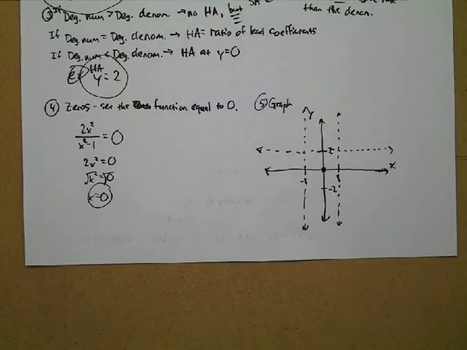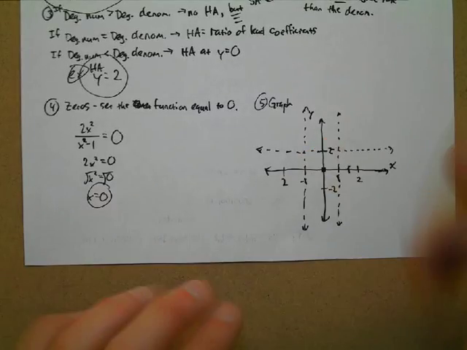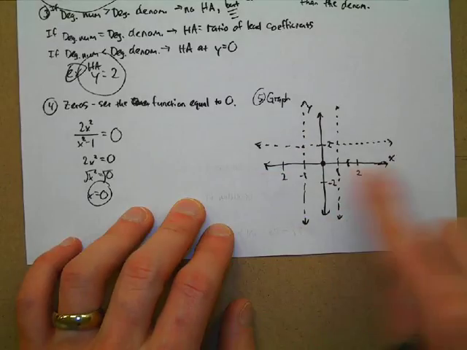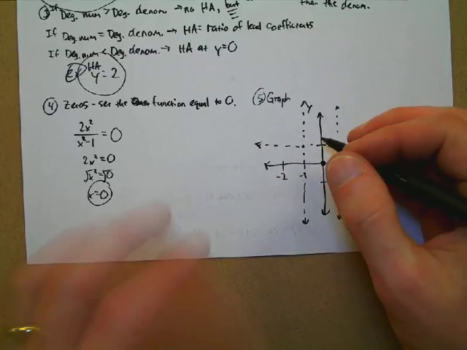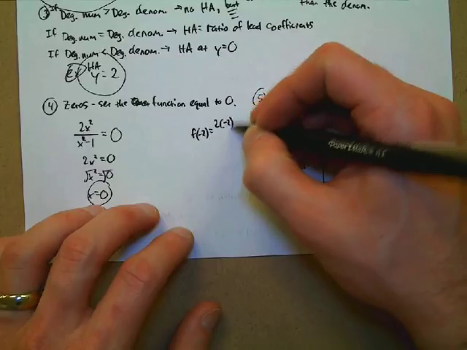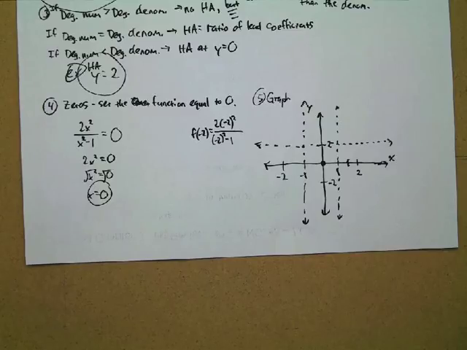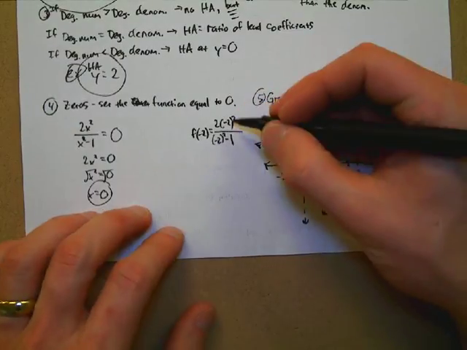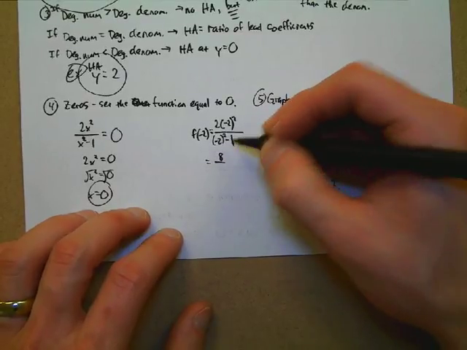I'm going to pick this x value right here, negative 2, and find f of negative 2. So you get 2 times negative 2 squared, all over negative 2 squared minus 1. Negative 2 squared is 4, times 2 is 8, over 4 minus 1, which gives us 3. So it's 8/3, and I have the point negative 2, 8/3. 8/3 is a little bit more than 2, like 2 and 2/3, so it's almost 3. It's going to be somewhere right up in here.